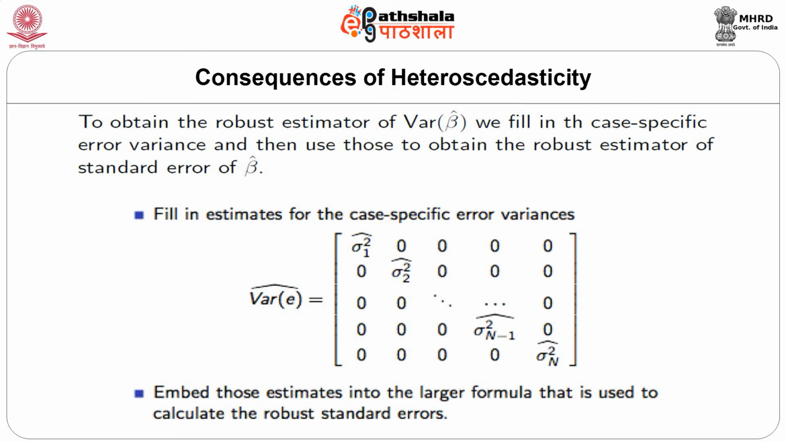Now, in order to find the estimates of the variances, we need to estimate these n variance terms, which means estimate of the variance of E would mean finding estimates of sigma 1 square, sigma 2 square and sigma n square. In order to obtain the robust estimator of variance of beta hat, in turn, we will now need to find the estimates of the variances.